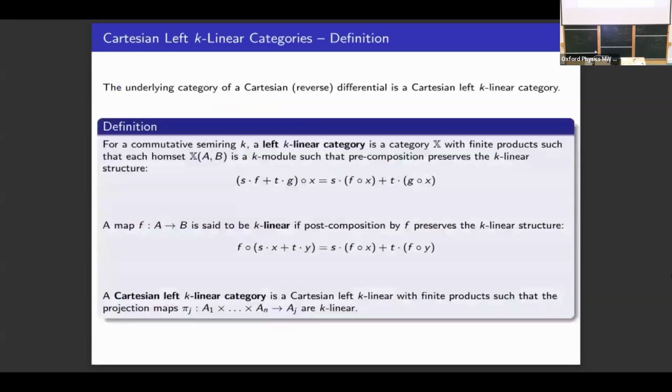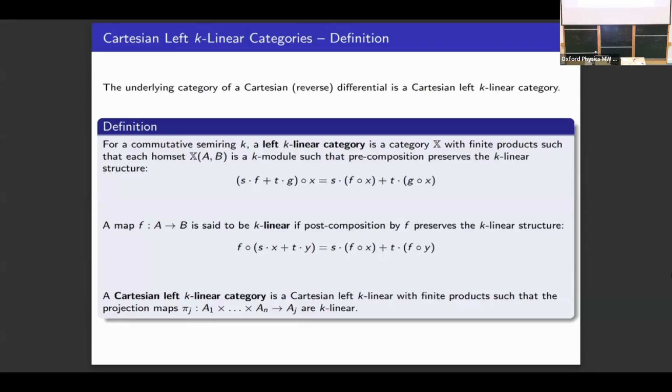Okay, so let's go under the hood and look at some definitions. For both the forward mode and the reverse mode differential categories, the underlying category is what's called a Cartesian left K-linear category. So for a commutative semi-ring K, which will be my base ring for the rest of the talk, a left K-linear category is one where all the Hom sets are K modules. So I can add maps together and I have scalar multiplication. However, only composition on this side preserves the K-linear structure.